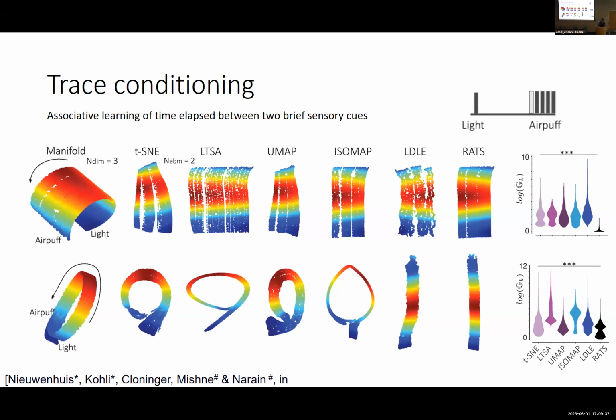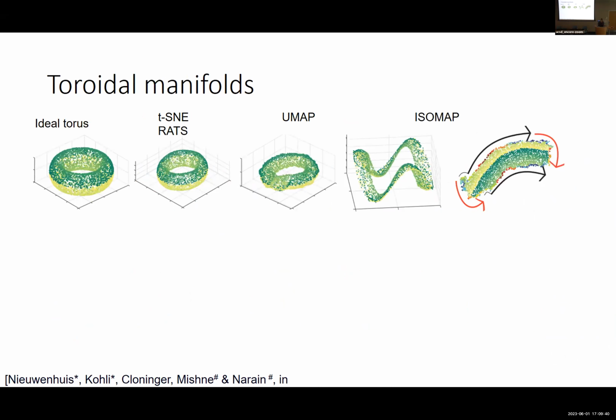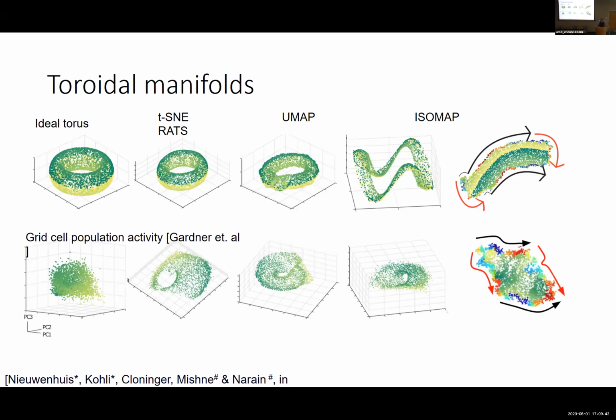So we have a few more synthetic data sets, and then we were also able to show this using real neuronal activity. So in a recent paper published this year, in grid cell population activity, they showed that grid cells, which are related to navigation, have a toroidal-like topology. So this is again comparing, sorry, this got distorted apparently. Something went wrong here, it's supposed to be Mishne, UMAP, isomap, and rats.